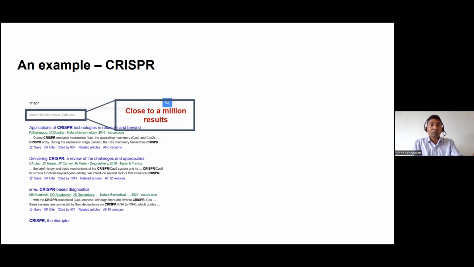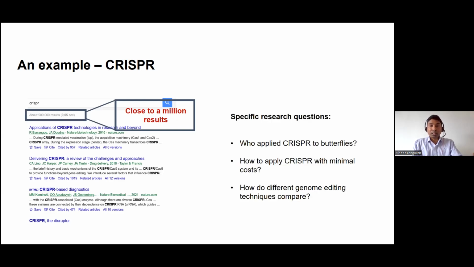If I want to answer a specific question, like who applied CRISPR to a specific group of animals like butterflies, how to apply this CRISPR technology with minimal costs, or how these different genome editing techniques compare, I wouldn't easily be able to find results by just searching through Google Scholar. I have to go through document after document, close to 1 million documents, which is not possible for a human, and it is not even scalable.